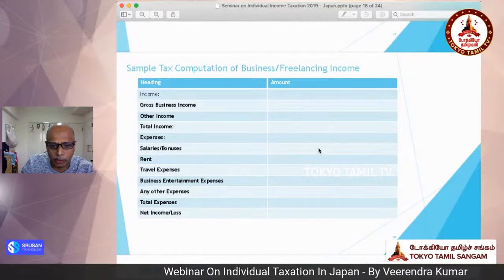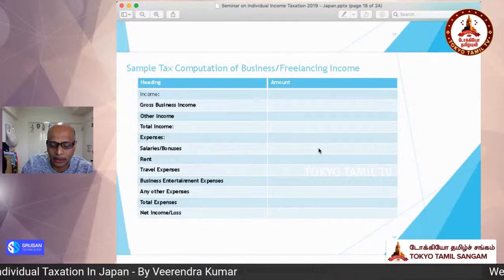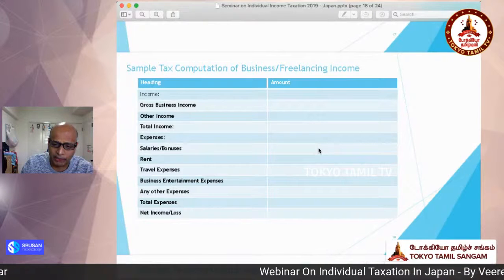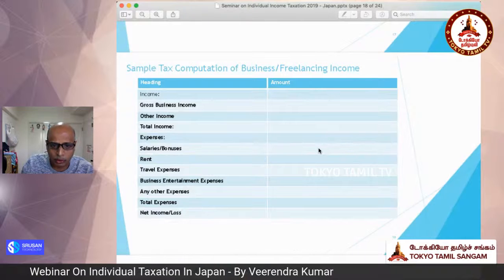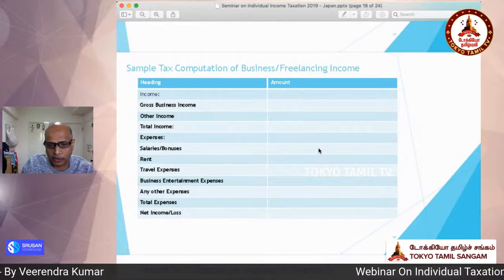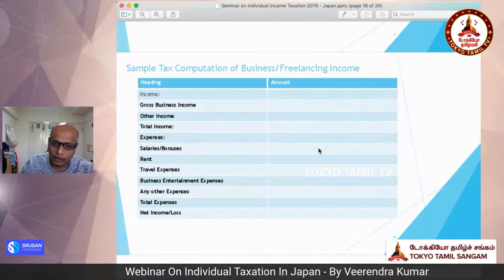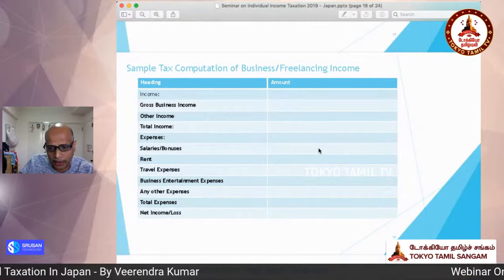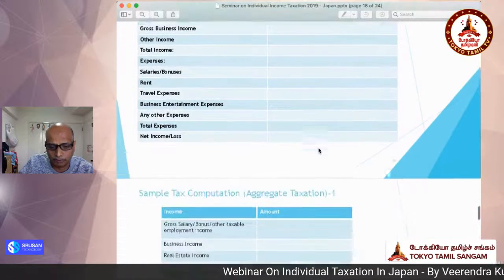So the objective of putting this is that one. Salary and bonus, if at all you hired someone and got the work done, or rent of your premises, if at all you are working from home and using some part of your premises for your work. Normally around one third of the house rent is allowed as a deduction, and any travel expenses or business entertainment expenses which you have incurred in generating the revenue can qualify for the deduction, and the net income or loss will be the one which needs to be reported.